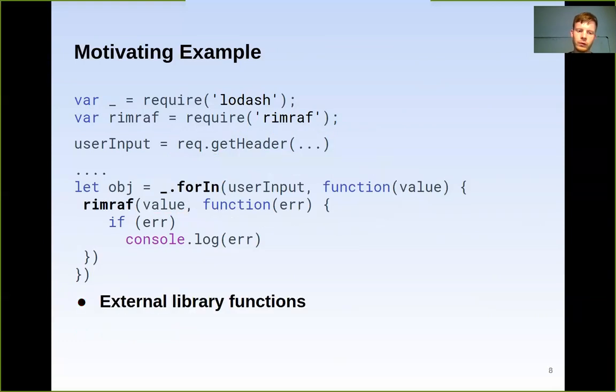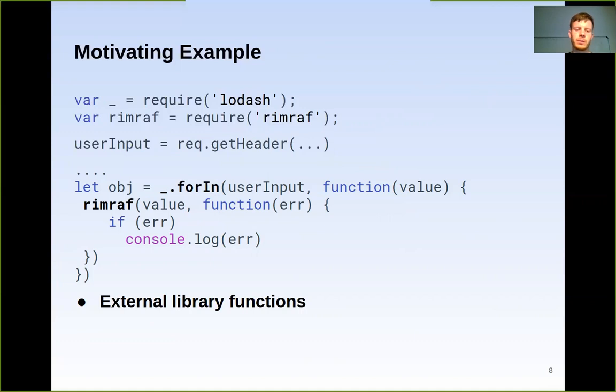So this example uses two methods that come from external libraries: the forEach method from the Lodash library and the rimraf function from the rimraf library. For a modular taint analysis to detect this vulnerability, it requires two pieces of information about these external modules.